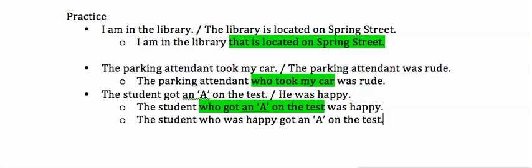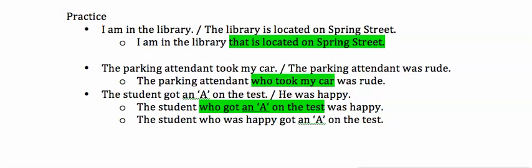So of the two, the second one is a little bit strange, actually, because that sounds like he was happy first, and then he got an A. But really, what we're trying to say is that first he got an A on the test, and then he was happy. So you do have to be careful how you combine sentences. Make sure that you have the same meaning. Okay, I hope you're with me so far.